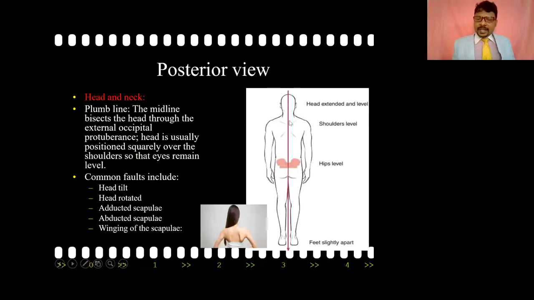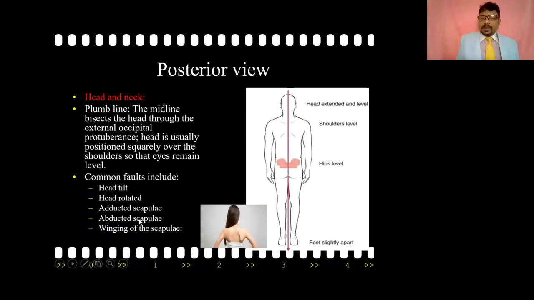So in the head and neck regions, faulty postures occur. The head may tilt. If anybody has tightness of the side flexors, the head is going to tilt to one side. Or someone with sternocleidomastoid muscle tightness may get a rotation of the head. So the head posture is going to be altered. And also there is an adducted scapula. That means the scapula is going to be adducted, so it alters the posture, and we can easily understand where exactly the problem is.